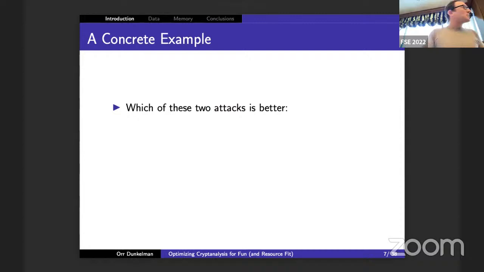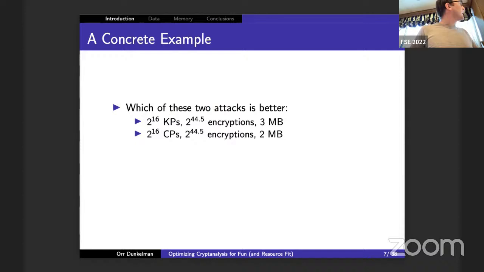So here's a concrete example that actually arose in one of the papers. We had 2 attacks. The first one had 2^16 known plaintexts, and the time complexity was equivalent to 2^44.5 encryptions and used 3 megabytes of RAM. And the second one had 2^16 chosen plaintexts, which is certainly worse than known plaintext. The model is, of course, harder. The time complexity was the same, 2^44.5 encryptions, and the memory consumption was 2 megabytes.